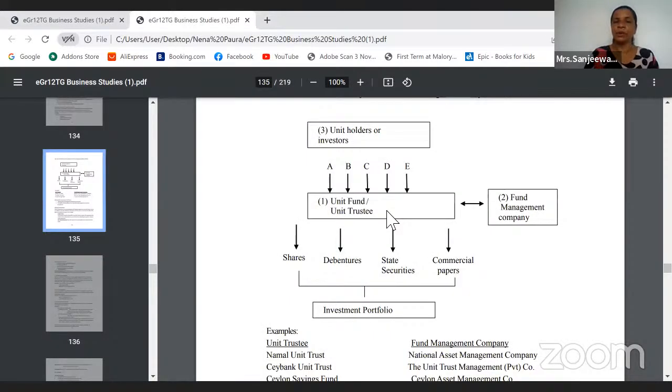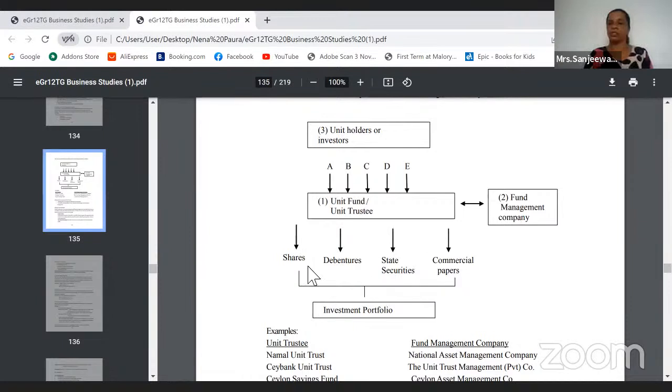So this is the connection, children. Now here, this is the fund, right? I told you, unit holders or investors, that's y'all. A group of people get together, and that is unit holders, okay? So they invest. Now you don't know what to do with the fund, so you consult a fund management company, which invests in different portfolios on behalf of you.